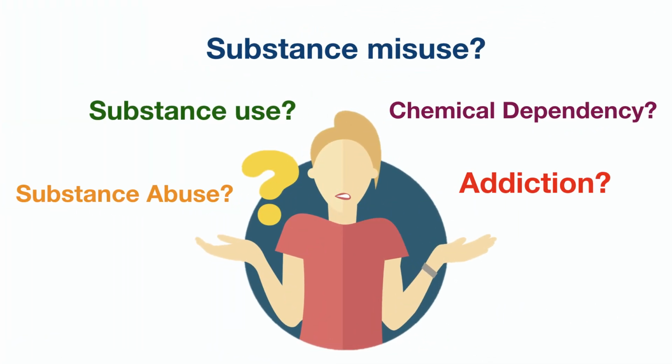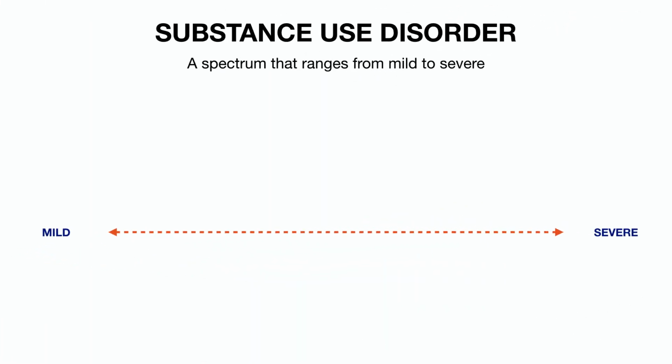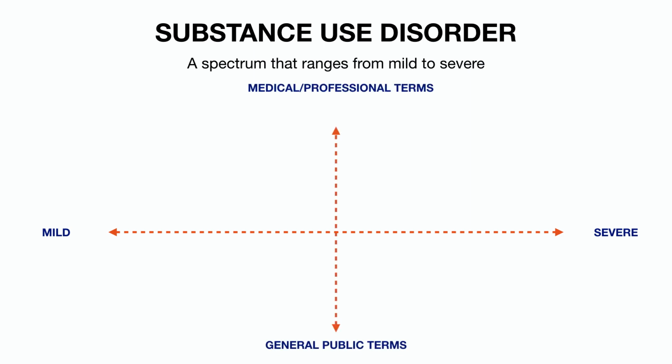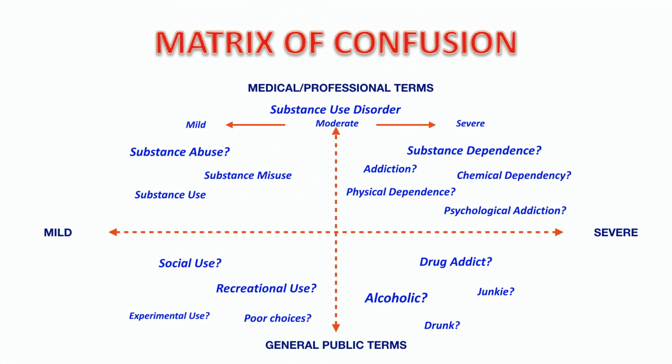Substance abuse, substance misuse, addiction, chemical dependency. You see what I mean? And it makes the point that most people have a general idea that substance use occurs on a spectrum that ranges from mild to severe. But then there's another spectrum that ranges from medical or diagnostic terminology to the general public or layperson's terms. And it gets to the point in the video where it says, put this all together and it creates what I call a matrix of confusion.